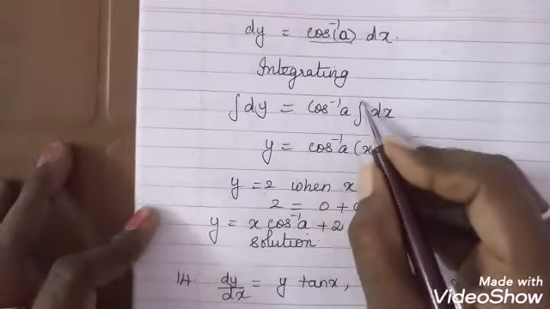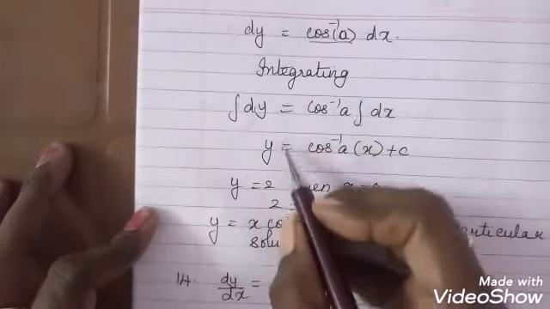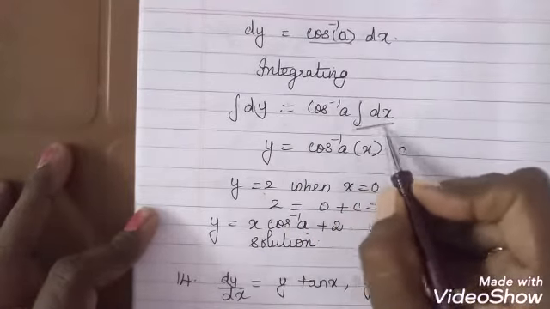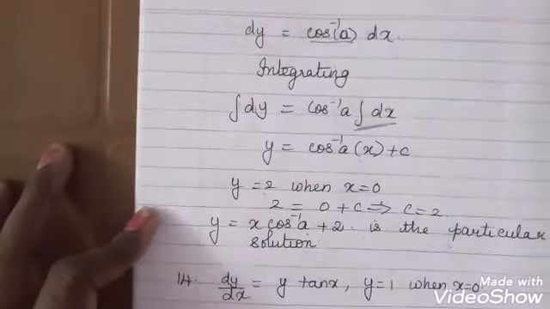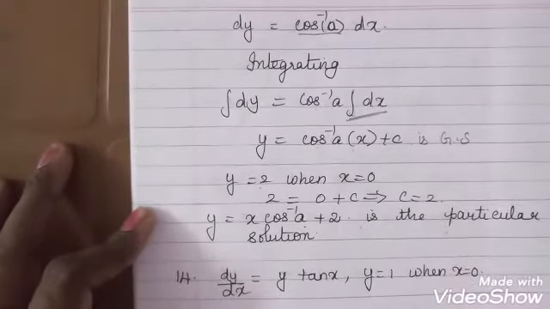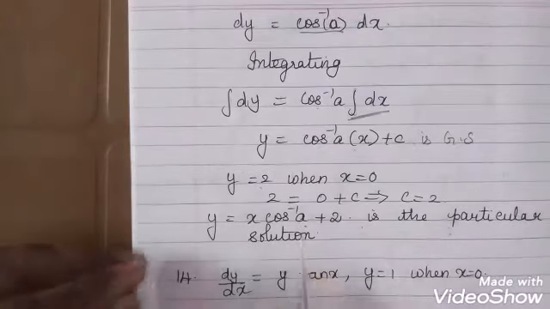It's cos inverse of a times the integral of dx. When I integrate it, what will I get? y is equal to cos inverse of a, and the integral of dx is nothing but x, plus a constant. Okay, so you've got the general solution in this case. So this is your general solution. Now we'll find the particular solution.